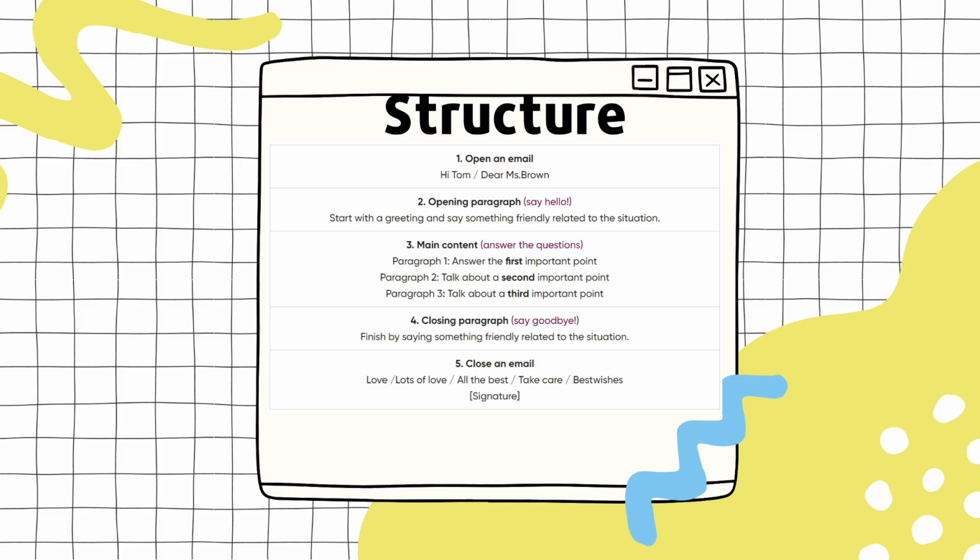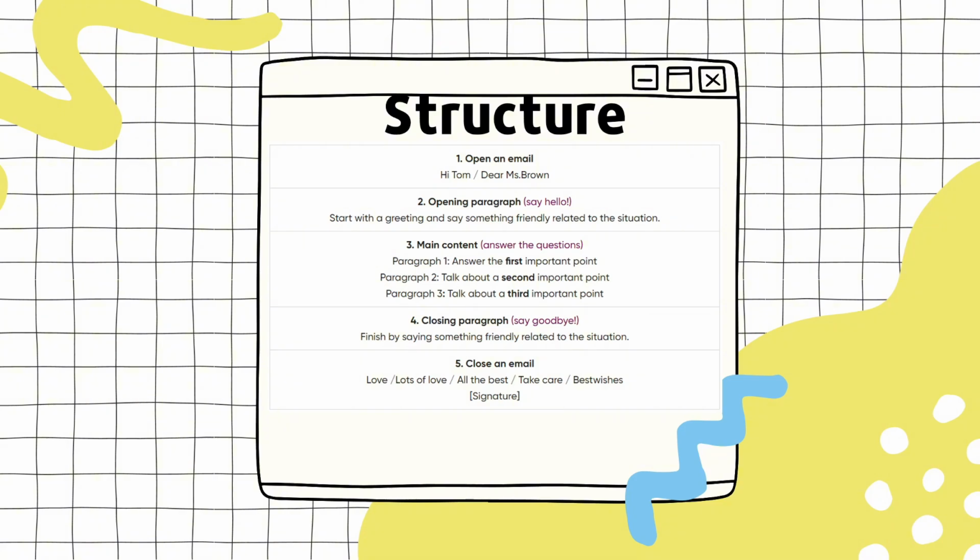Okay, and then you move into the main content. You answer the 4 questions. Okay, the 4 points that you were given. Your 4 content points that you were required to reply to. Okay, so paragraph 1, we answer the first important point. Second paragraph, we talk about the second important point, and the third paragraph, we talk about the third important point. You have the 4th, then you have to respond to the 4th important point.